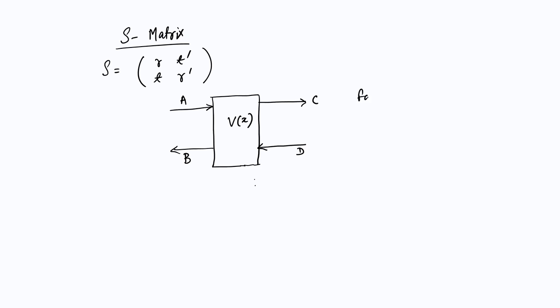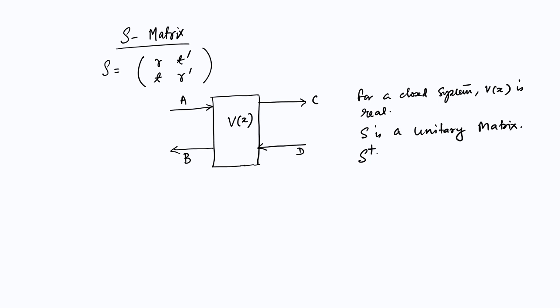For a closed system, which means that it is not connected to the surroundings, and in more technical terms, it is not a dissipative system, it's not connected to a bath, we can assume that V of X is real. It's a real function, in which case S is a unitary matrix. The unitarity condition is that S dagger S is equal to a unit matrix. In 2x2, it should be 1, 0, 0, 1. In 3x3, it'll just go up in dimensions.